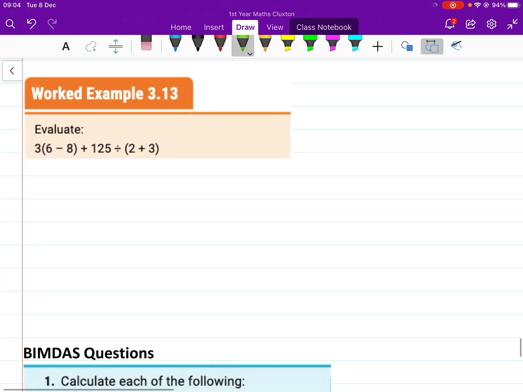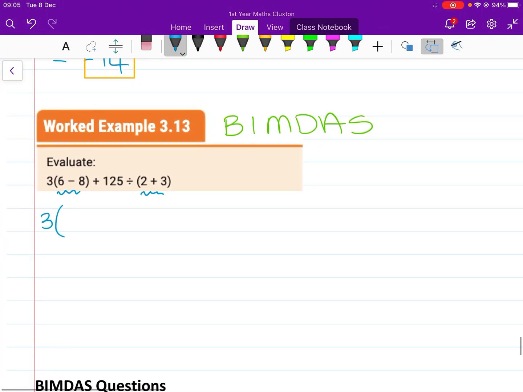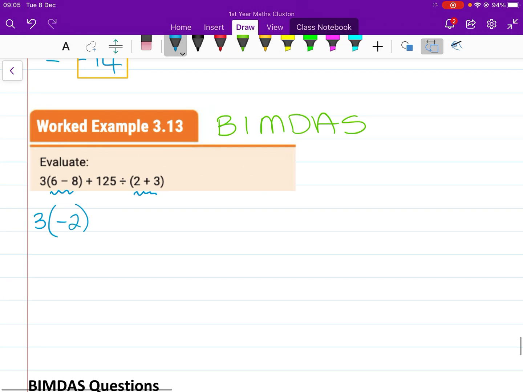We'll try one more. Okay, brackets. Yes, we have one here and one here. So 3, and then this bracket is 6 minus 8, which is minus 2. Then I copy the plus, I copy the 125, I copy the divide, and then 2 plus 3 is 5. Okay, so that's brackets, done. Indices, we don't have any powers, so that's fine.